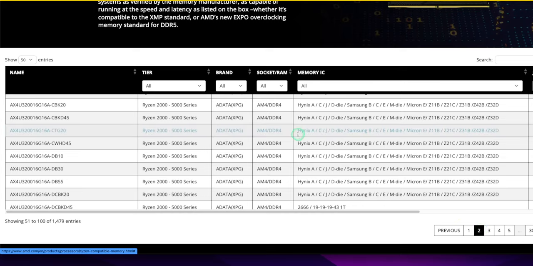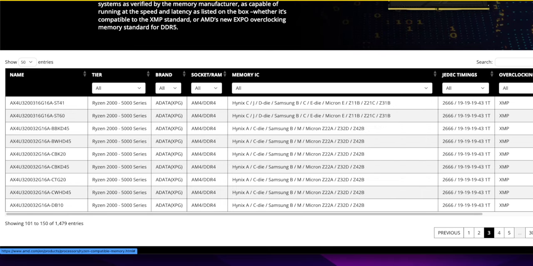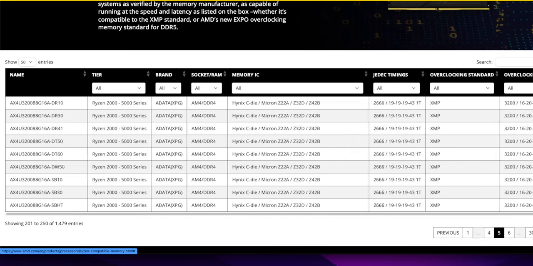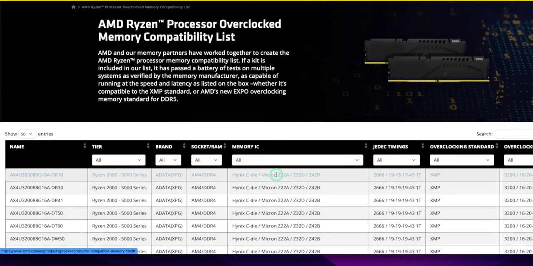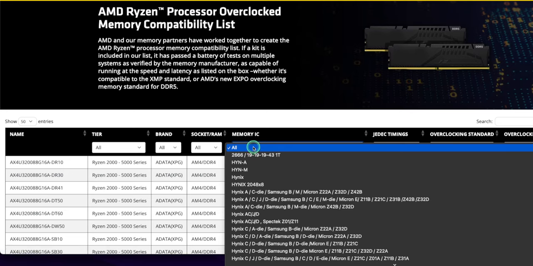Ryzen 2. Oh, went too far. Scrolling hard for me. Sorry. What is all this? I wonder why it doesn't have... I don't know. I'm looking for Ryzen 9. So anyway, memory. Oh, here's the memory. Hynix. Okay.